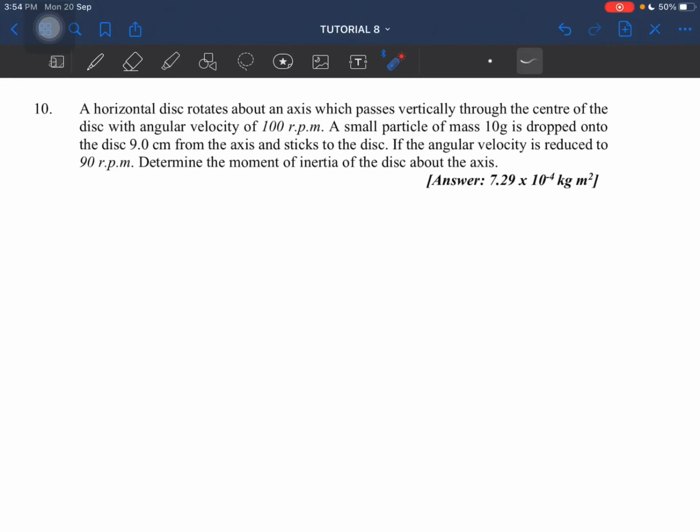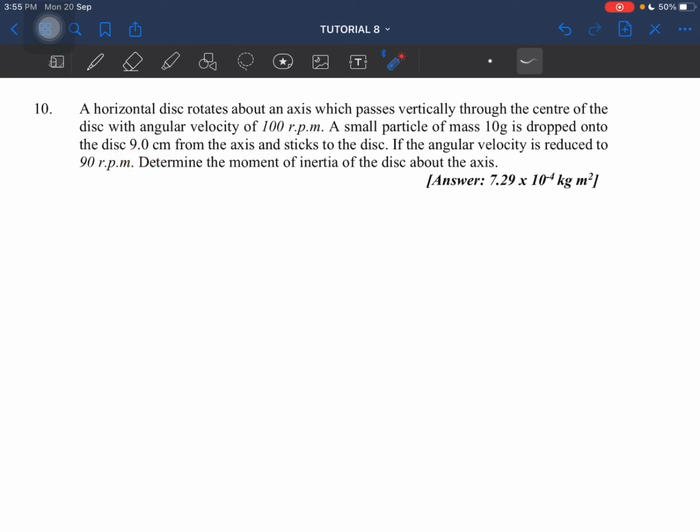Okay, final question for tutorial chapter 8. A horizontal disk rotates about an axis which passes vertically through the center of the disk with angular velocity of 100 revolution per minute. And then a small particle of mass 10 gram is dropped onto the disk 9 centimeter from the axis and sticks to the disk.